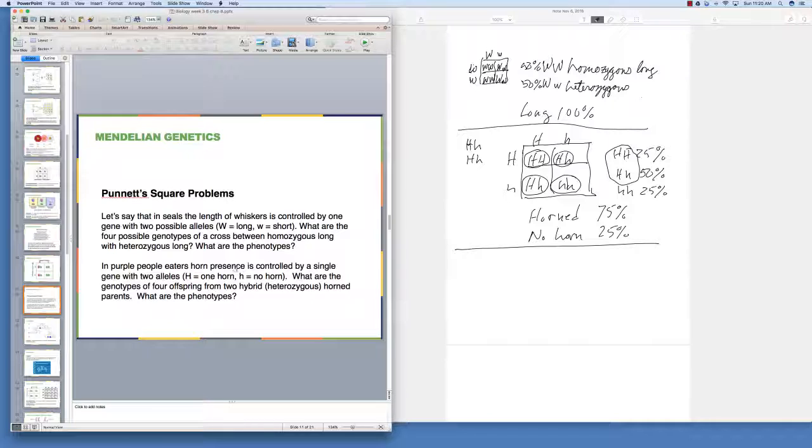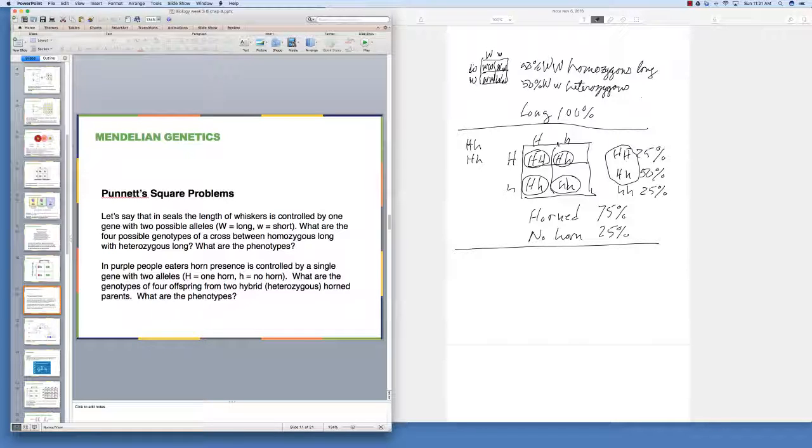In purple people eaters, the presence of a horn is controlled by a single gene with 2 alleles. And this time I did pick a letter that was consistent with at least horn. So if capital H, the dominant, is a presence of a horn, and little h, the recessive, is no horns. What are the genotypes of the 4 offspring if 2 hybrid, and the term hybrid means heterozygous, horned parents? What are the genotypes of 2 heterozygous horned parents, and what are the phenotypes?